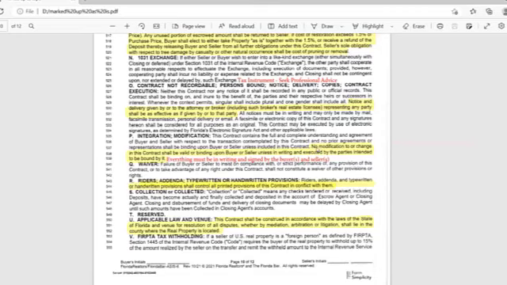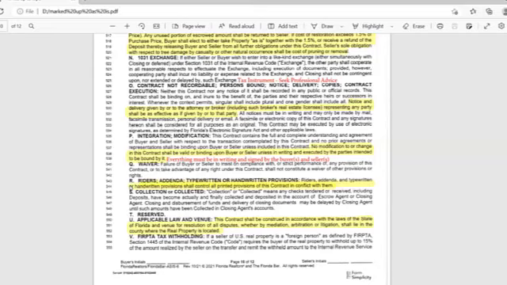This is a big one. No modification to or change in this contract shall be valid or binding upon the buyer or seller unless in writing and executed by the parties intended to be bound by it. So again, we were talking about this during the inspection period. Everything must be in writing and signed by the buyer and seller. If it is not in writing and not signed by the buyer and seller, it does not exist.